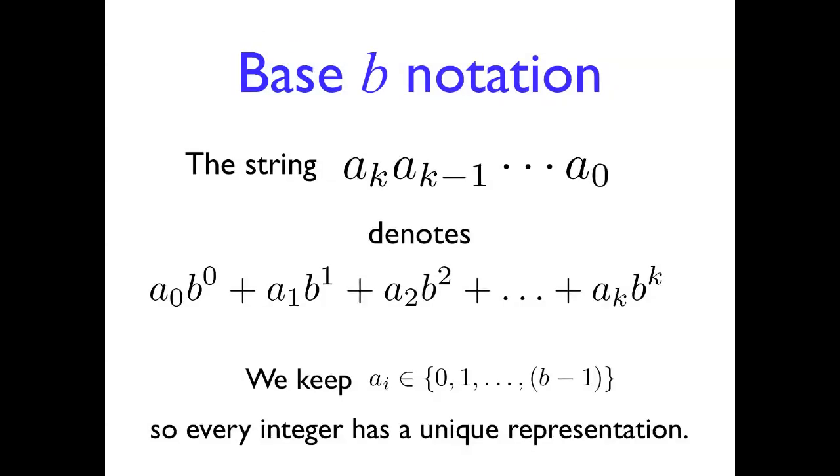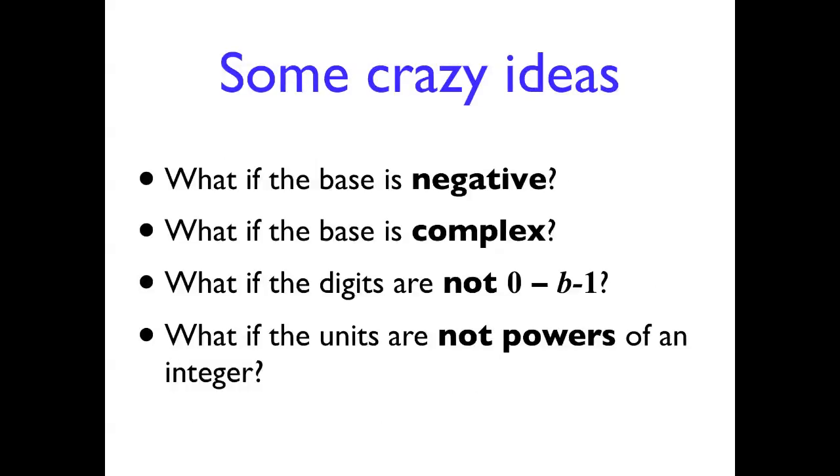So normally in base B notation, you have a string of digits. Each of these a sub k through a sub 0 is a digit, and it basically is a polynomial where the variable of the polynomial is b, the base. And we always keep the digits between 0 and b minus 1, which is always going to be something analogous to 9. So every integer using this system, for positive b, it's very easy to see it has a unique representation.